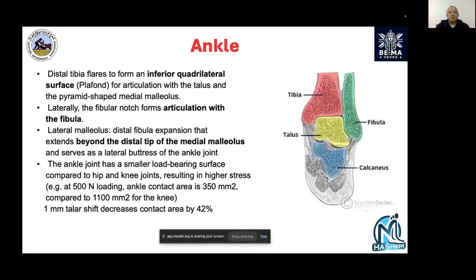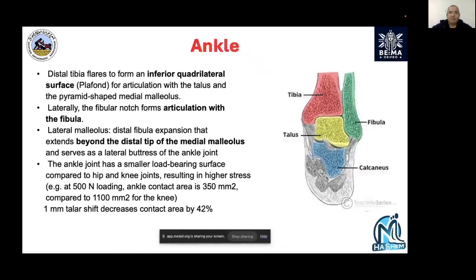Okay, so if we speak about the ankle, basically, as you see, the ankle is formed mainly of two joints: the ankle joint and the syndesmosis. The ankle joint is a synovial modified hinge, and the syndesmosis is basically a fibrous joint. Though the syndesmosis is a fibrous joint, it still moves, and you will see now how it does move. The tibia comes and flares into the quadrilateral surface, which we call the plafond, and articulates with the talus to form the ankle.